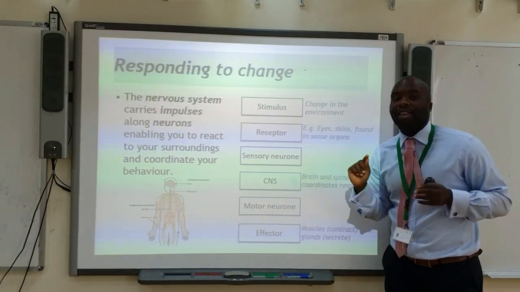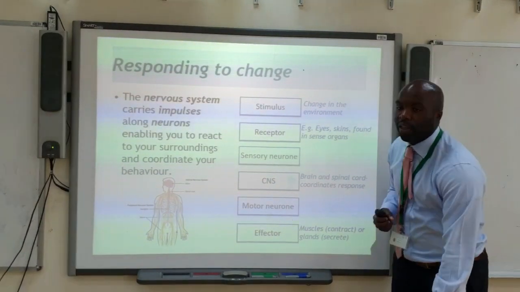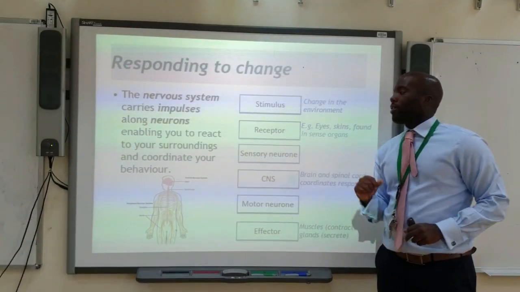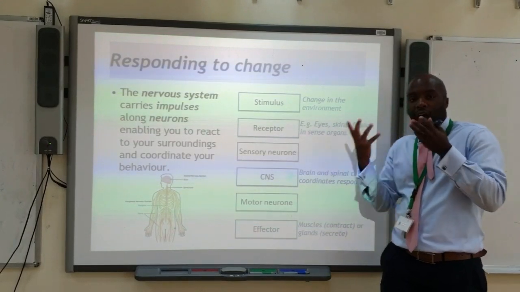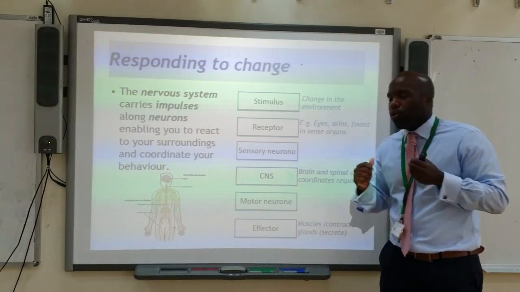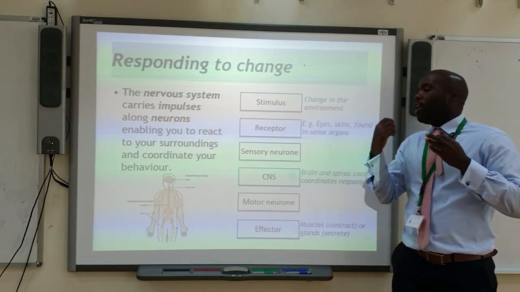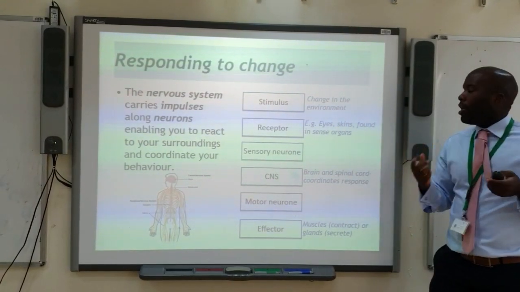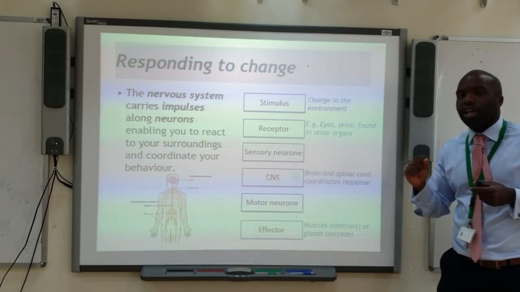So, for example, we have a stimulus. A stimulus is a change in the environment, for example, something really hot. Then we have a receptor. We looked at these receptors, and they're essentially our sense organs, so for example, our eyes, our skin, our tongue, ears.